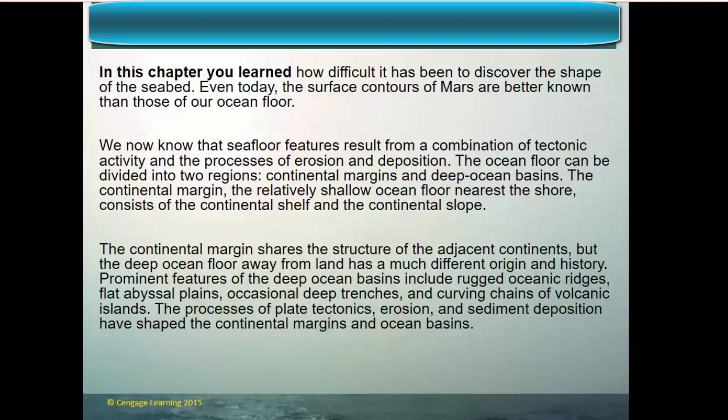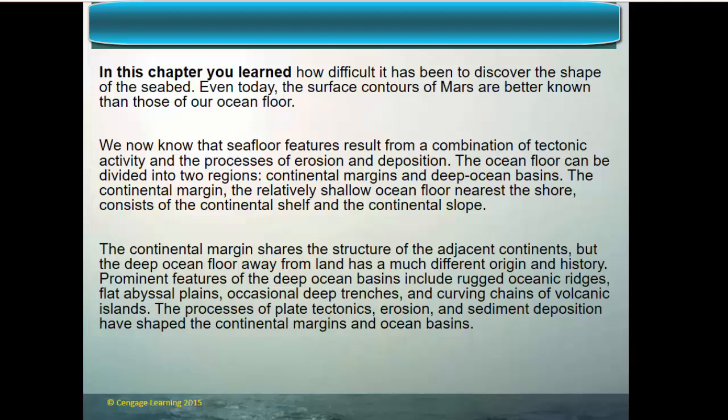And the reason why the abyssal plains are flat is because millions of years of sediment have filtered down and just flattened out on top of the seafloor. So the ocean basin is a combination of tectonic activity and the processes of erosion and deposition.